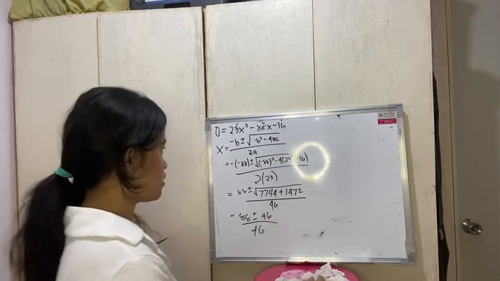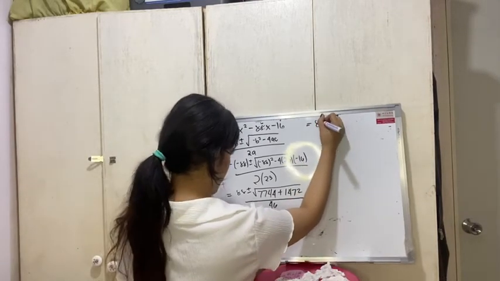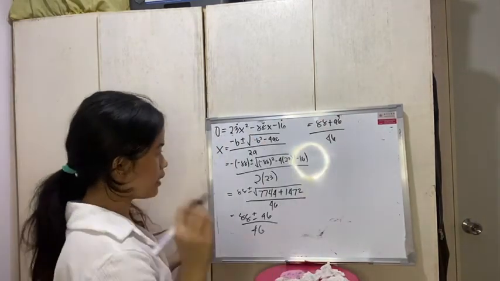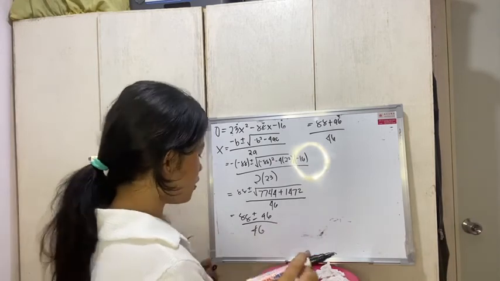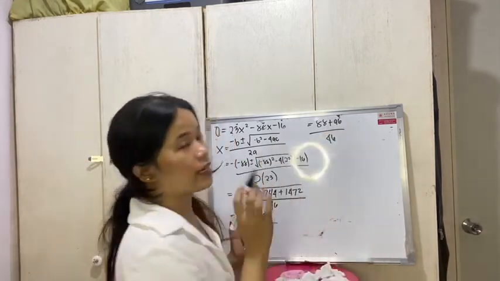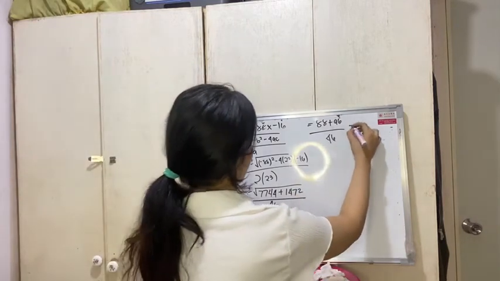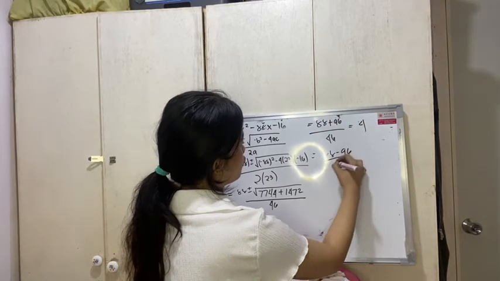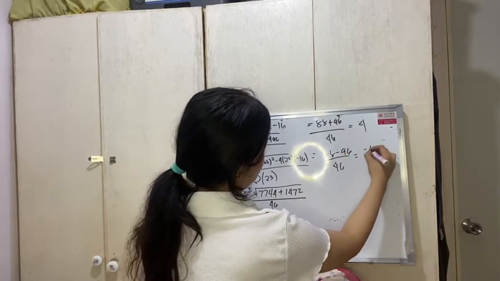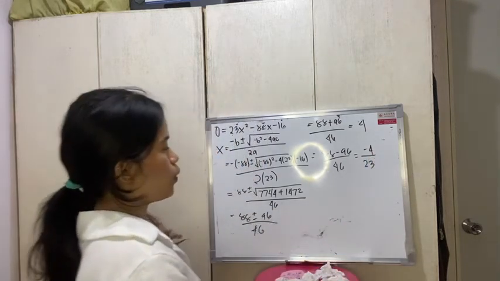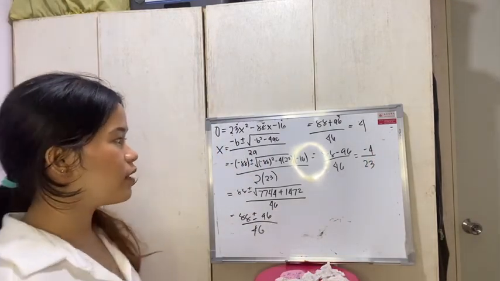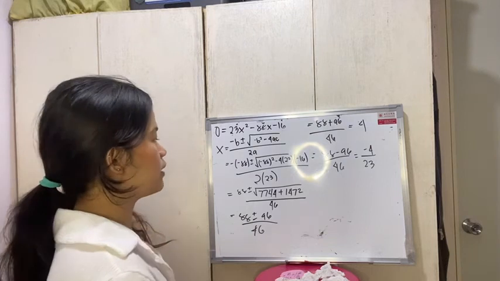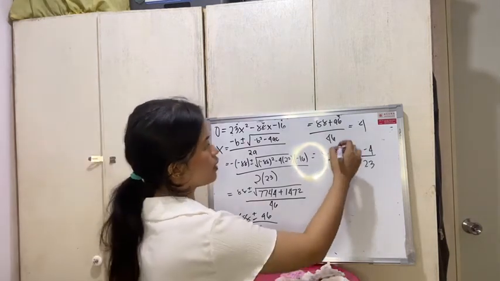So we have two answers. First, 88 plus 96 over 46. 88 plus 96 is equal to 184. 184 divided by 46 is equal to 4. Next, 88 minus 96 over 46 is equal to negative 4 over 23. If the value of x is negative, then 5x is negative too, so we don't want the negative side, so we are going to stick with the positive.